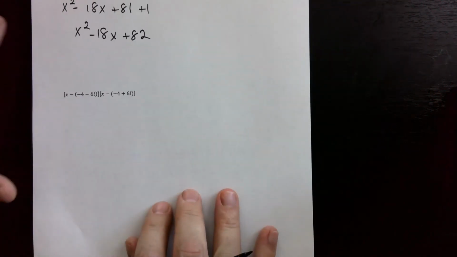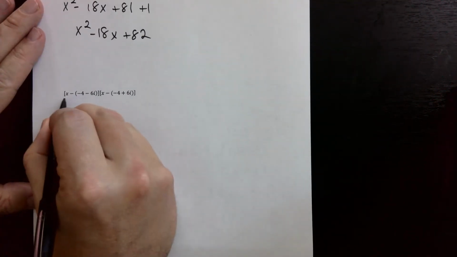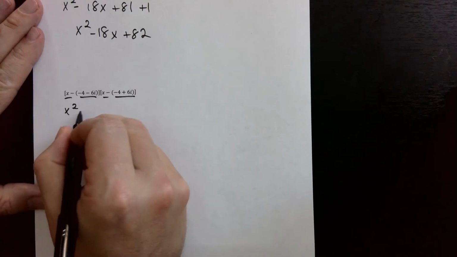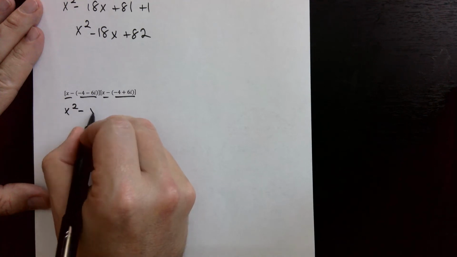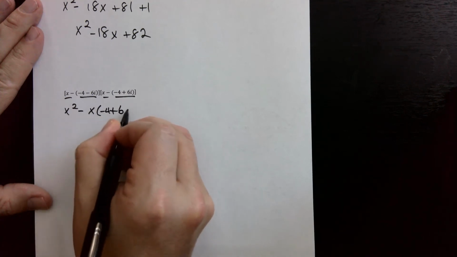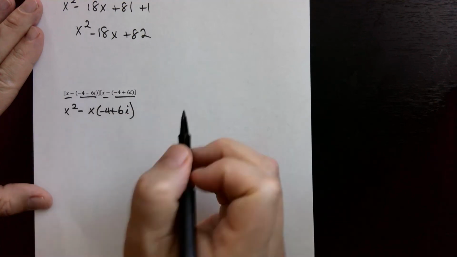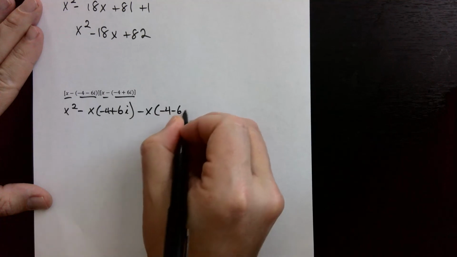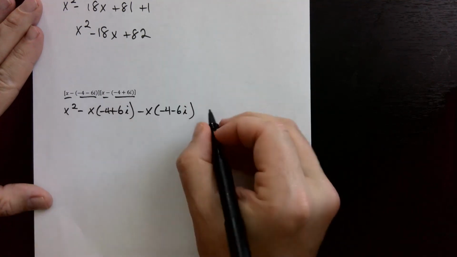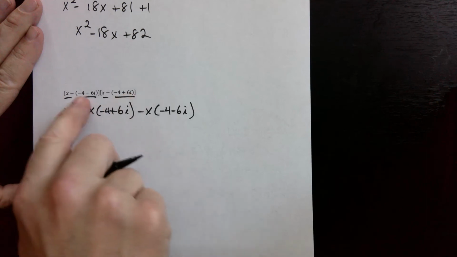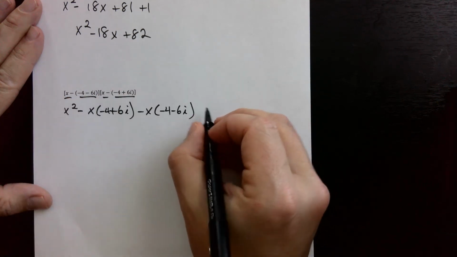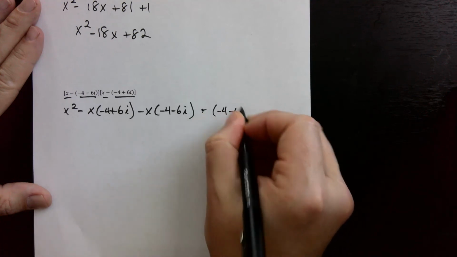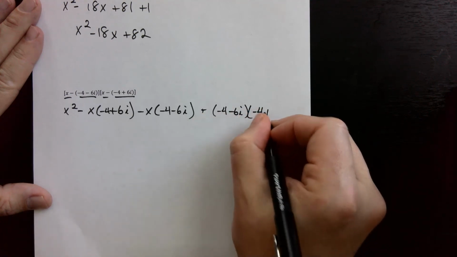Okay, one more. Again, we're going to treat these as separate terms like this. We get x squared for the first two, and then minus x times negative 4 plus 6i. That's this times this. And then this times this would give us minus x times negative 4 minus 6i. And then the last two things multiplied, the negatives go away because it's negative times a negative. So it will be plus negative 4 minus 6i times negative 4 plus 6i.